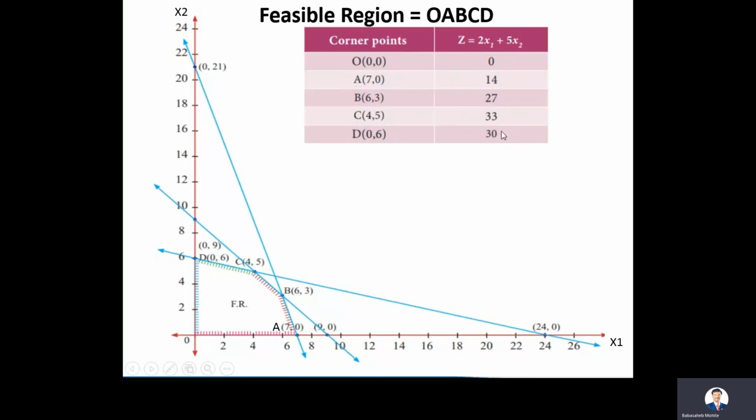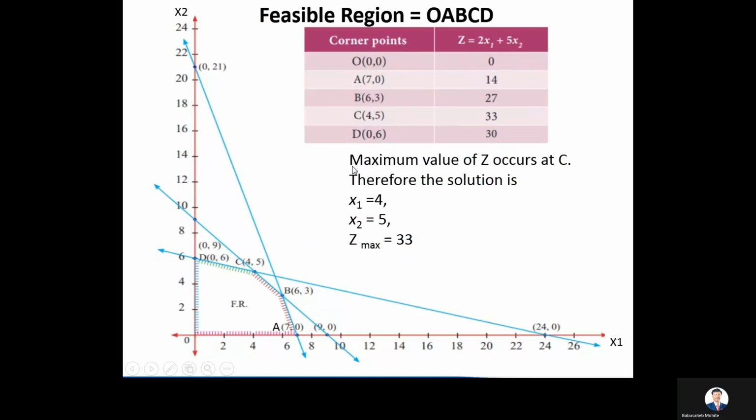These solutions are called feasible solutions. But out of these feasible solutions, which is the optimum solution? For that, we have to check the maximum value of z, because in our example, they have asked you to calculate the maximum profit or maximum value of z. So here, out of these feasible values, the maximum value is 33, and which is at point C. Therefore, the solution is x1 is equal to 4, x2 is equal to 5, and max z is equal to 33.